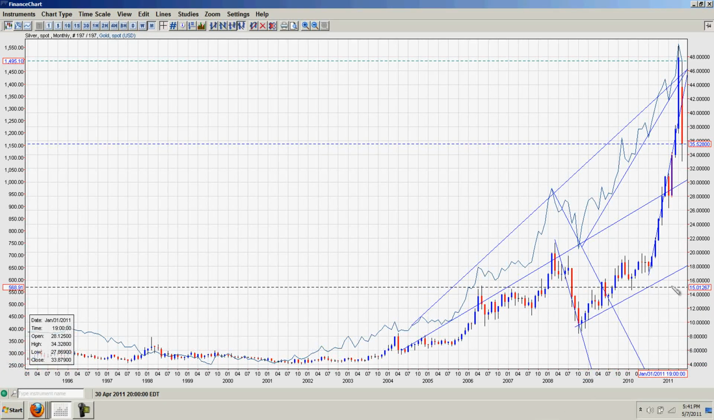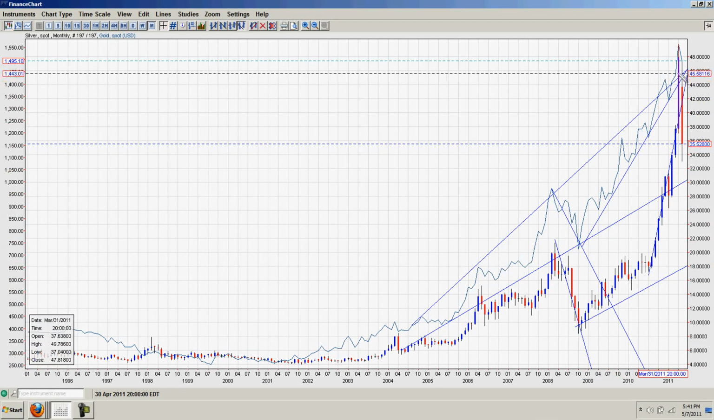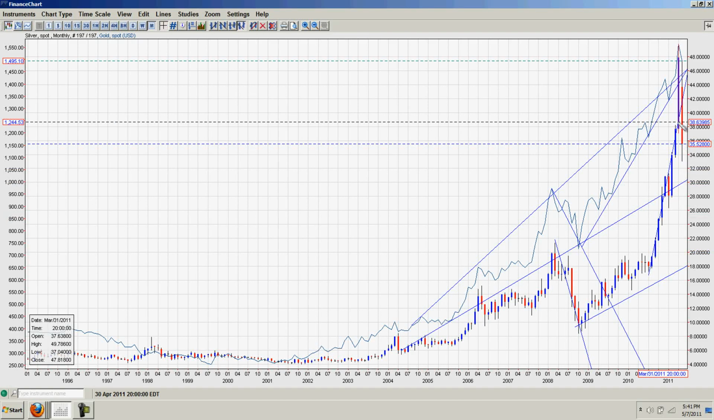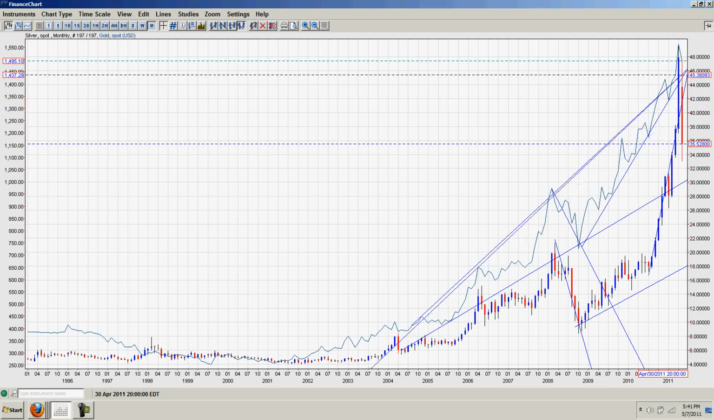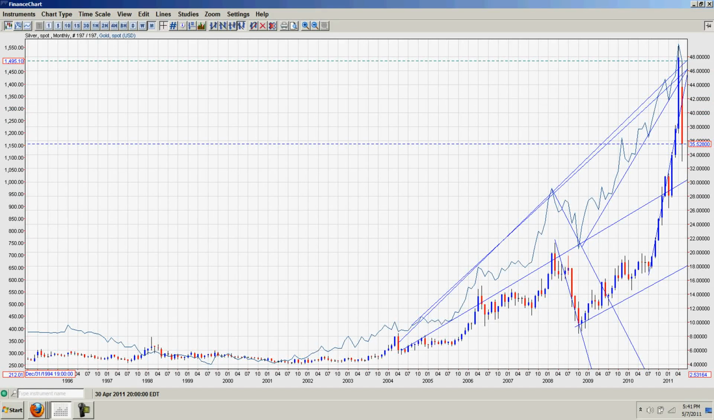So if you're talking about this time frame, yes, silver is more volatile. If you're talking about the time frame from here to here, they have the same volatility. So you have to be very careful about what you're talking about.